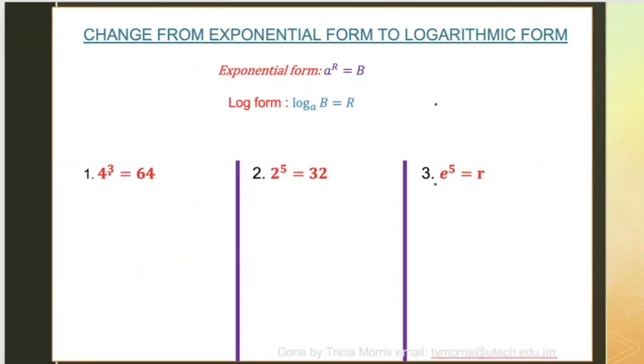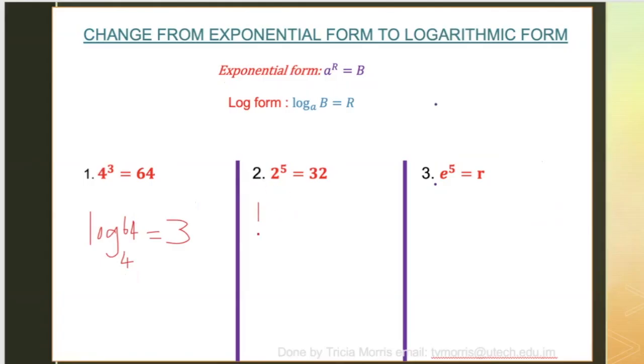Now we can move in the reverse. If I have 4 to the 3 equals 64, I can change it into log form. First you write log, and then what's the base? The base is 4. What's the power? The power is 3, so it goes over the equal sign, and then you have the 64 here.